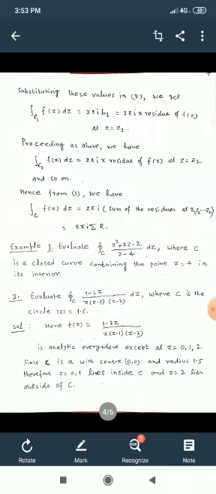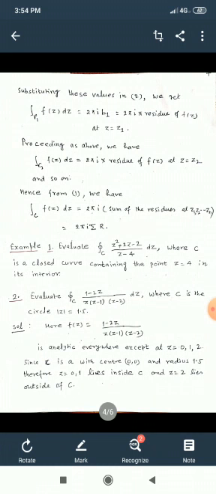Substituting these values in equation number 2, we get integral over gamma 1 of f(z) dz equal to 2 pi i b1, which is 2 pi i into the residue of f(z) at z equal to z1. Proceeding as above, integral over gamma 2 of f(z) dz is equal to 2 pi i into the residue of f(z) at z equal to z2, and so on. Hence, from equation 1, integral over C of f(z) dz is equal to 2 pi i times the sum of the residues at z equal to z1, z2, ..., zn. So this is equal to 2 pi i summation R.